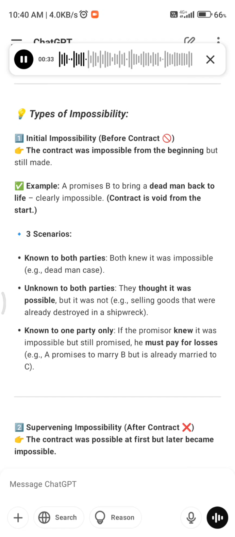3 scenarios. Known to both parties. Both knew it was impossible, e.g., dead man case. Unknown to both parties. They thought it was possible, but it was not, e.g., selling goods that were already destroyed in a shipwreck. Known to one party only. If the promiser knew it was impossible but still promised, he must pay for losses, e.g., A promises to marry B but is already married to C.